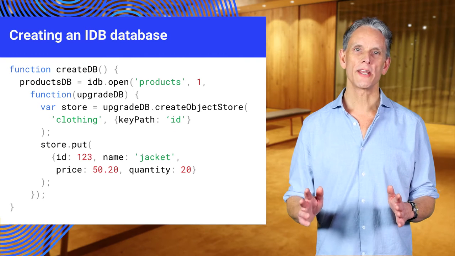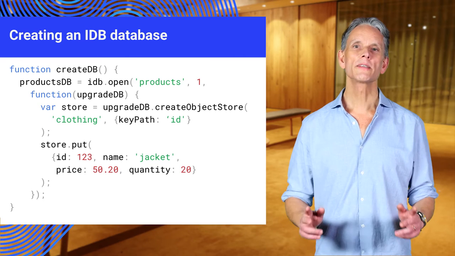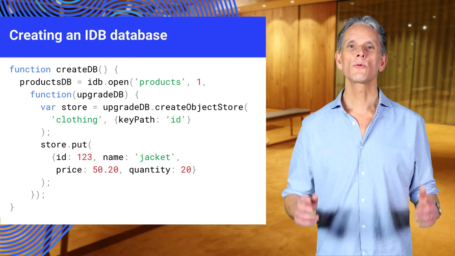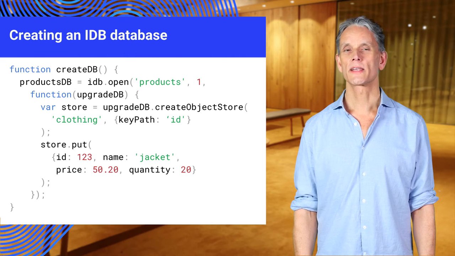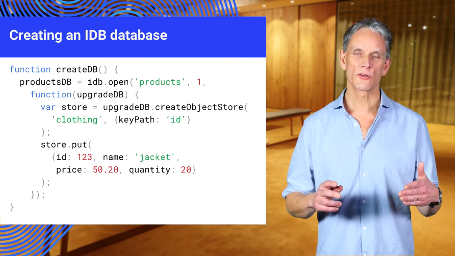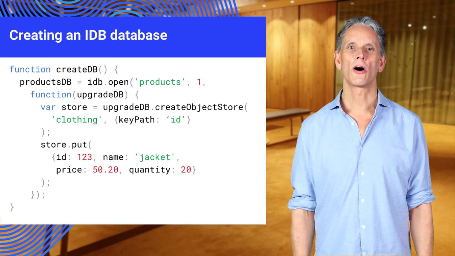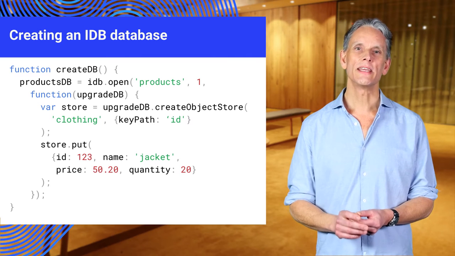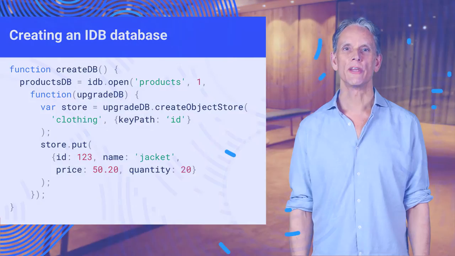Here we create an IDB products database. It is version 1. Inside the products database, we create a clothing object store. This will hold all of the clothing objects. The clothing object store has a key path of ID. Now, this means that the objects in this store will be organized and accessed by the ID property of the clothing objects. Note that we're using Jake Archibald's IndexedDB promised library to enable promise syntax with IDB.